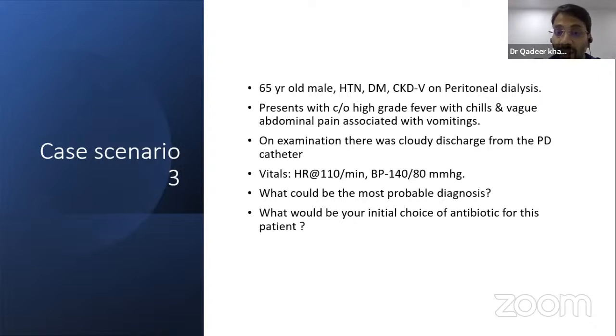Heart rate is 110 and BP is 140 by 80. What will be the most probable diagnosis? Because of the catheter present and the patient mounting fever spikes, an immunocompromised elderly person, we should definitely think of an infection, which could be peritonitis. And how do you select the antibiotic in this patient?